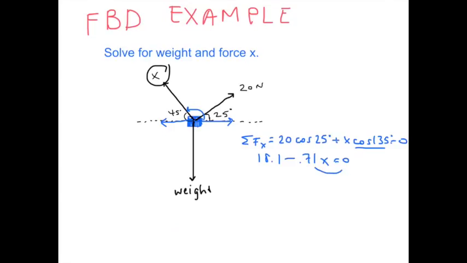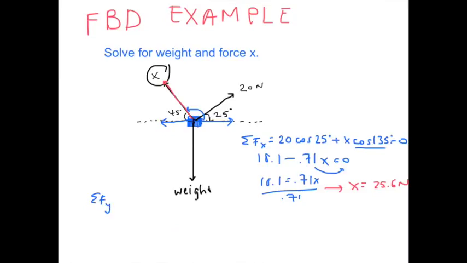Now we can move this to the other side. We get 18.1 equals 0.71x. Divide by 0.71. We get that force x equals 25.6 newtons. That's how much is pulling up over here on the left side. Now let's solve for the weight of the object. This time we want to sum the forces in the y direction. I'll do that over here in blue.